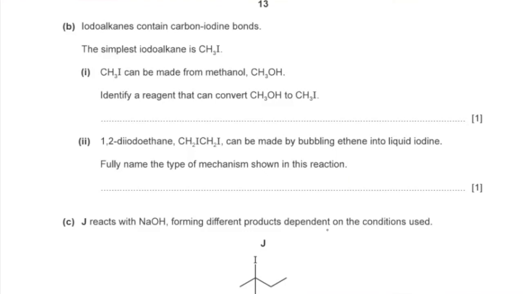So to convert alcohol to halogenoalkane, we can use HCl, HI. So to convert OH to I, we can have HI gas. Part 2, 1,2-diiodoethane can be made by bubbling ethene into liquid iodine. Fully name the type of mechanism shown in this reaction. Okay, so converting alkene to halogenoalkane, this type of mechanism is called electrophilic addition reaction. Because there's addition of 2 iodine atoms.